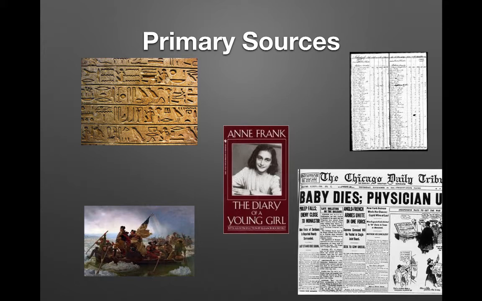So, examples of primary sources. You have hieroglyphics from Egypt. You have down at the bottom left-hand corner, the crossing of the Delaware, this famous painting depicting George Washington crossing the Delaware. You have the Diary of Anne Frank, which was a series of things written by Anne Frank, who grew up and experienced the Holocaust. You have in the top right-hand corner census records from a past society, or on the bottom right-hand corner, Chicago Daily Tribune, which is a newspaper from Chicago at a certain time.